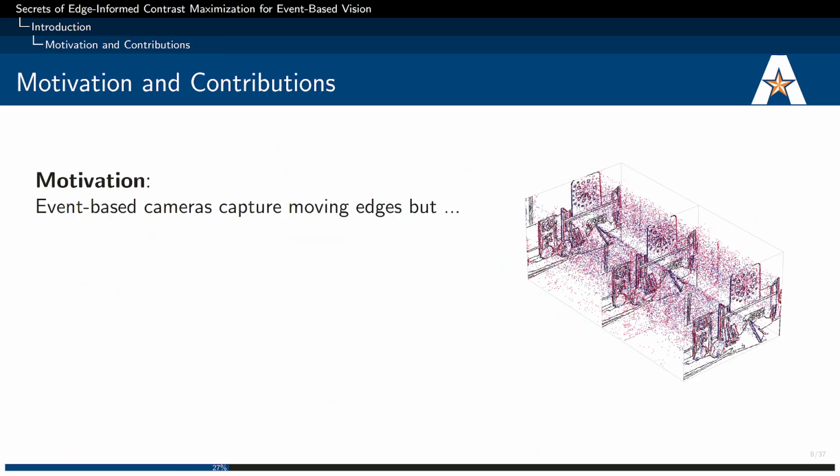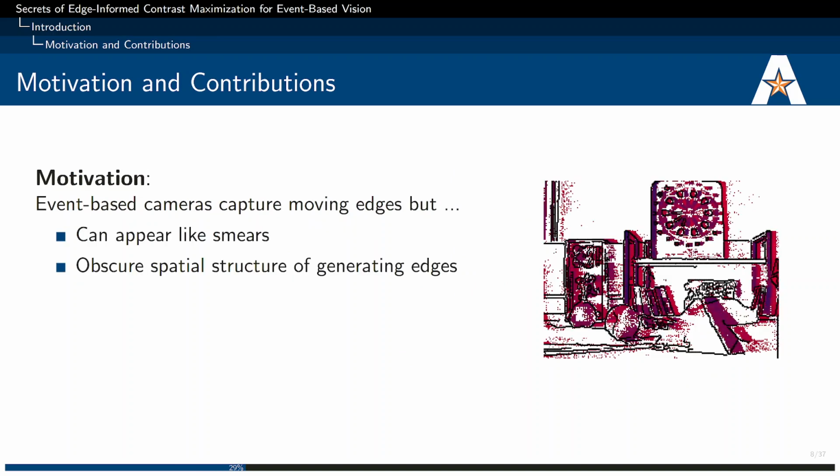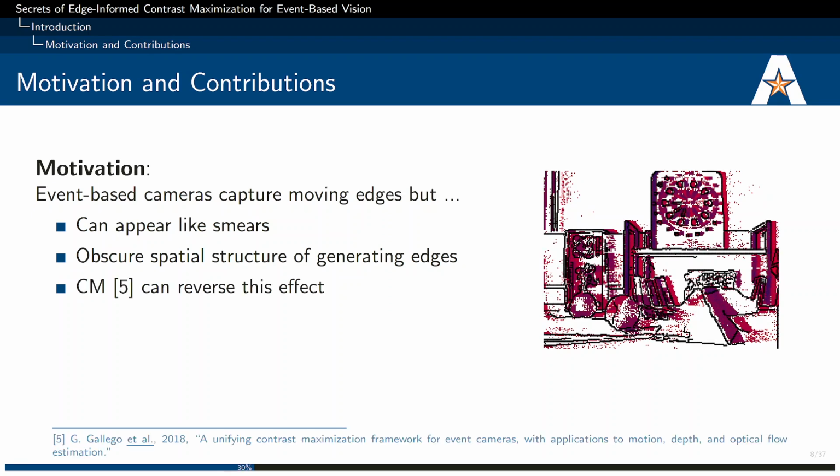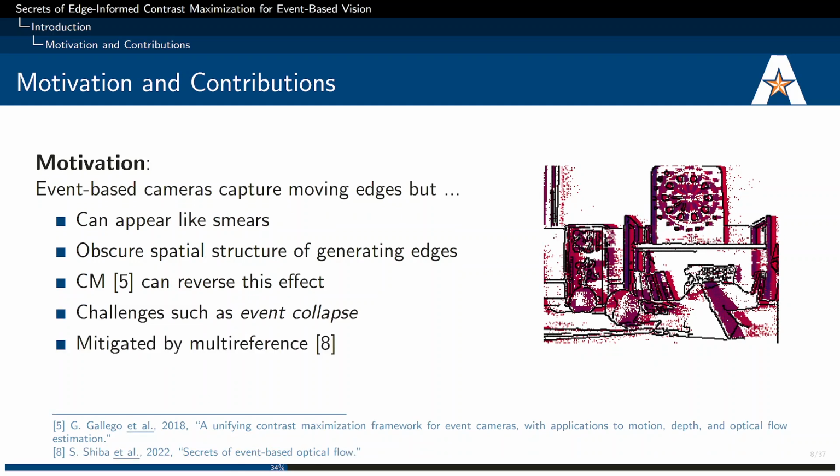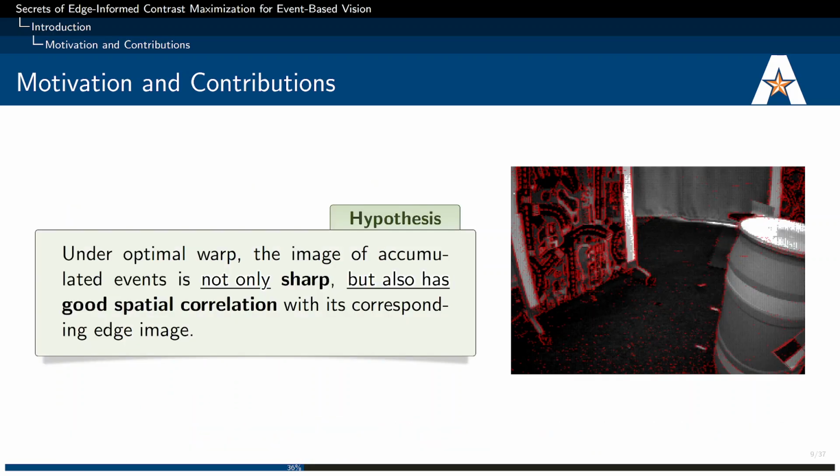Event cameras excel at rapidly capturing moving edges. When events are accumulated on 2D spatial grids, edges can appear smeared, obscuring the spatial structure. Contrast maximization can reverse this effect by compensating for motion. However, CM often suffers from issues such as event collapse, which can be mitigated through recently introduced multireference techniques. Nevertheless, the framework remains incomplete. Our hypothesis is that under optimal warp, the image of accumulated events is not only sharp, but also exhibits strong spatial correlation with its corresponding edge image.